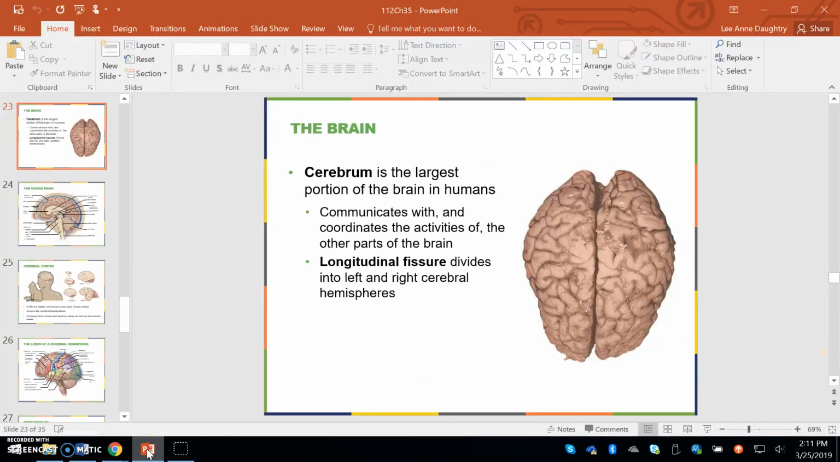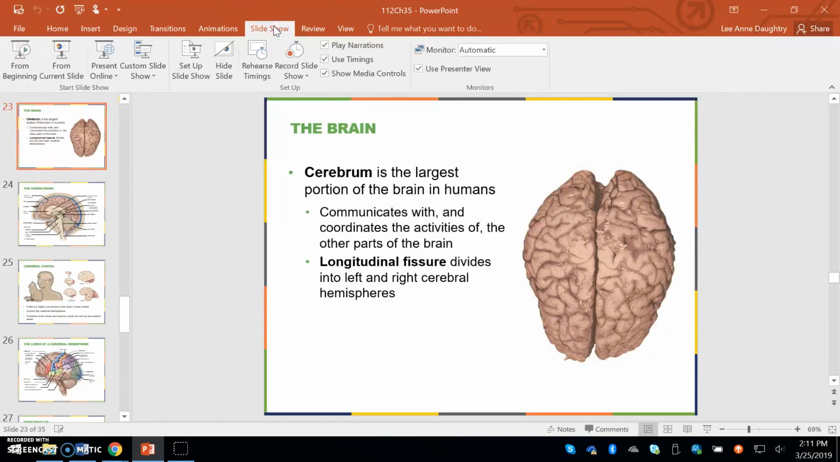This is, I can't remember if it's part 3 or part 4, honestly, but this should be the last set of notes for chapter 35 on the nervous system. And as you can see, we're on slide 23, which is the brain.